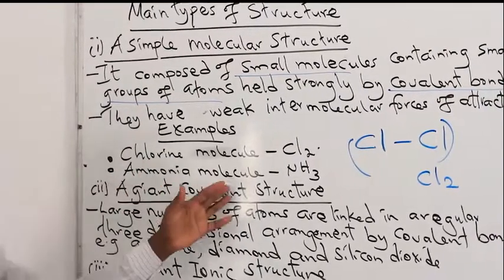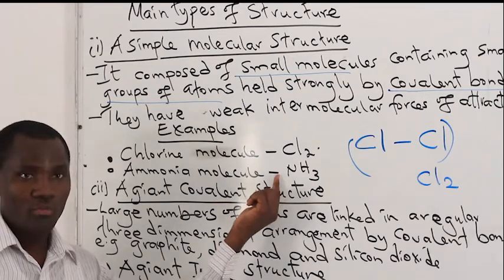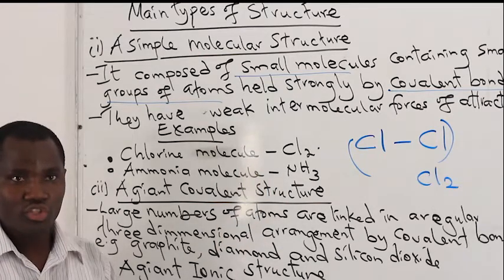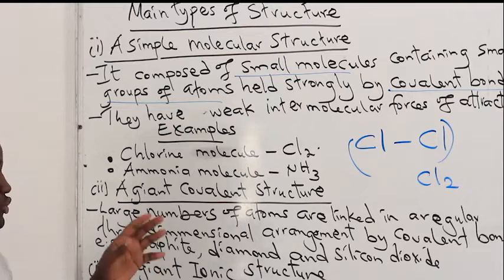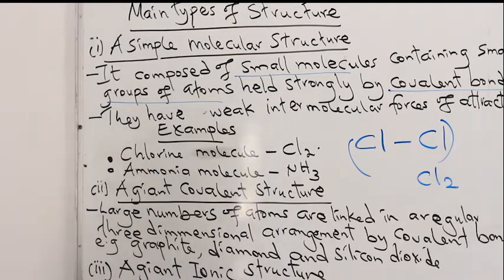Another one we have is the ammonia molecule, which of course I had explained in the previous class, that it is composed of one nitrogen and three hydrogen atoms combining together. So that one is also an illustration of a simple molecular structure.